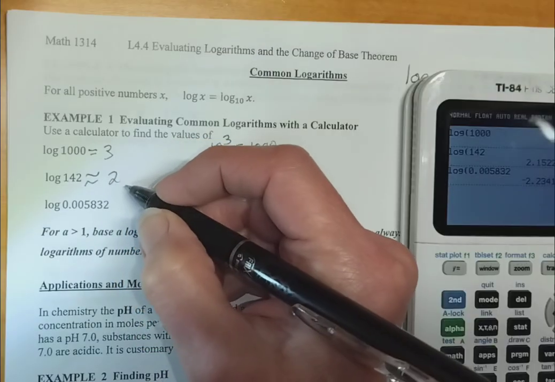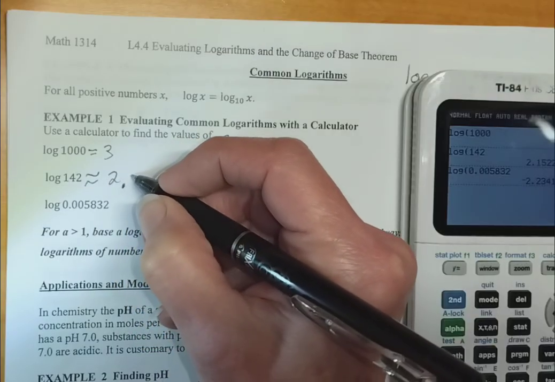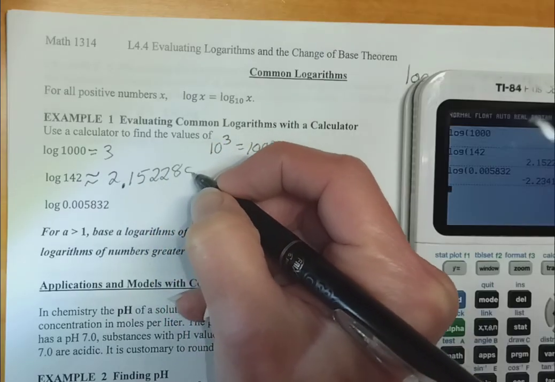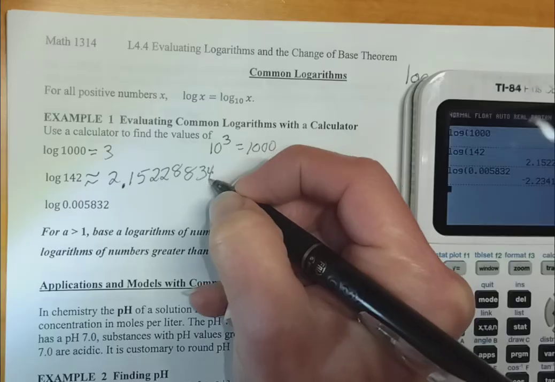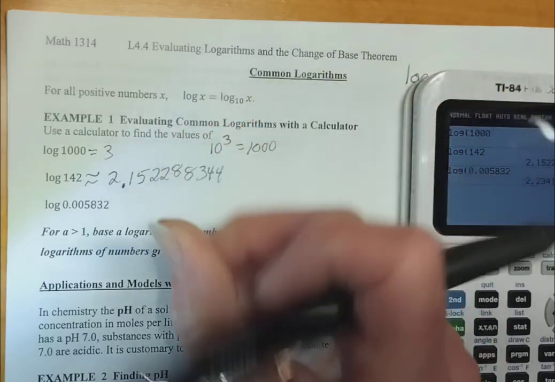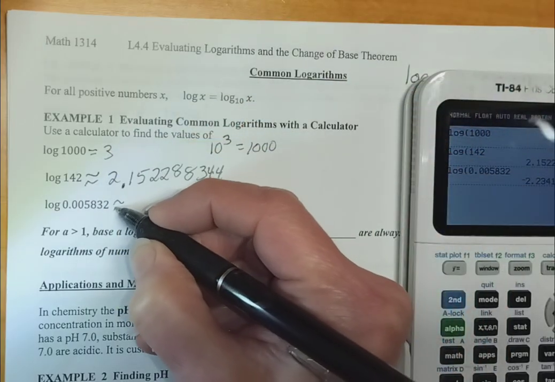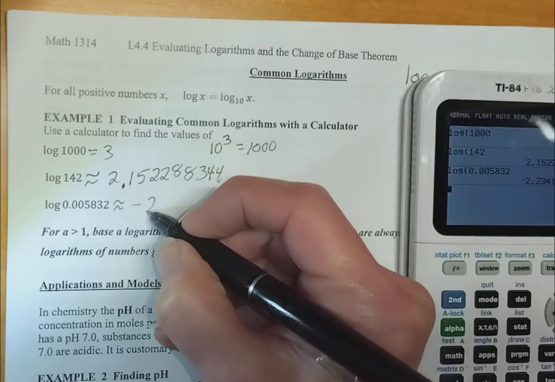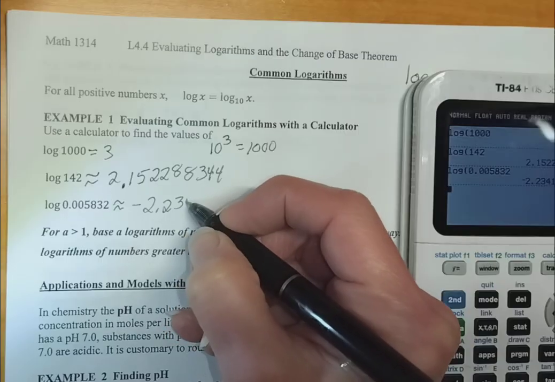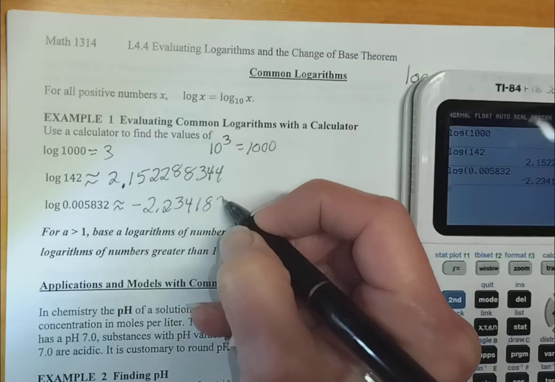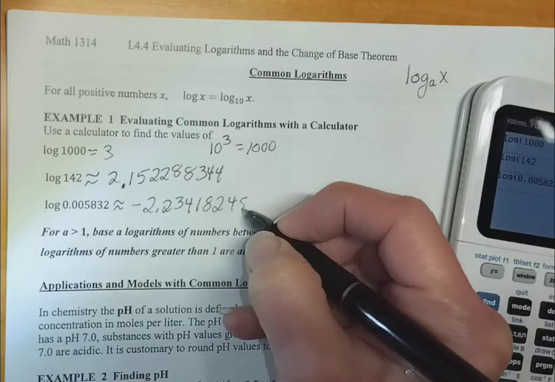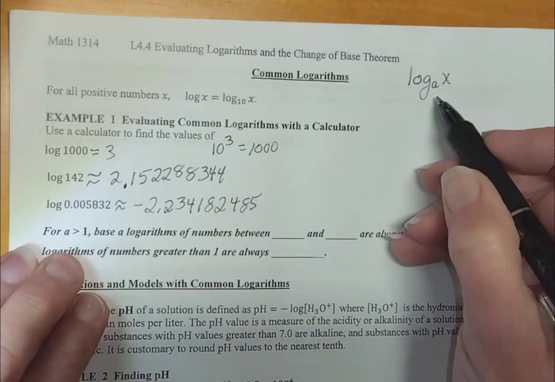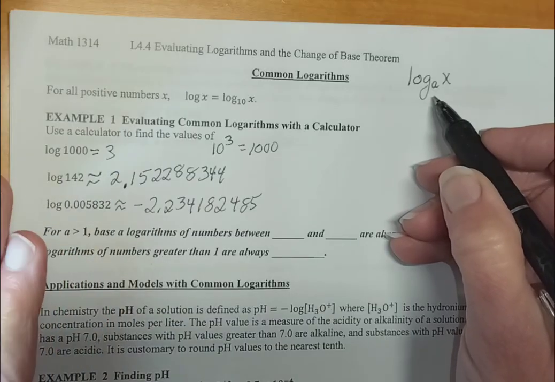So for 142, the log of 142 is approximately 2.152288344, and the log of 0.005832 is going to be about negative 2.23418245. So I'm going to point out that if our base is, remember the base is the a, and here our base is a 10.